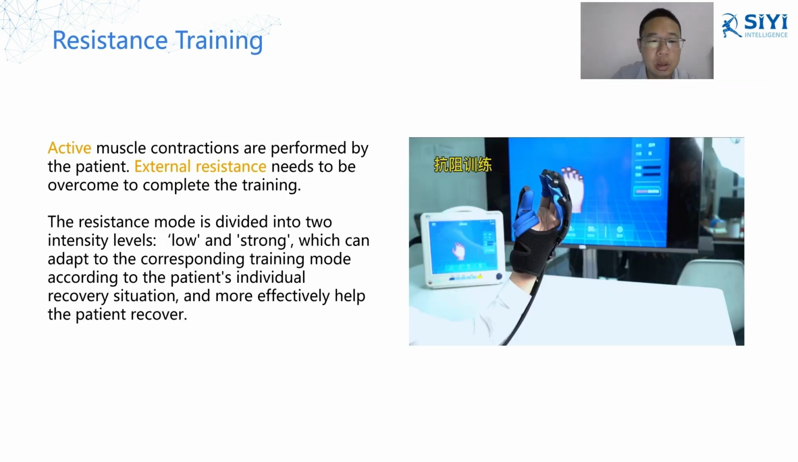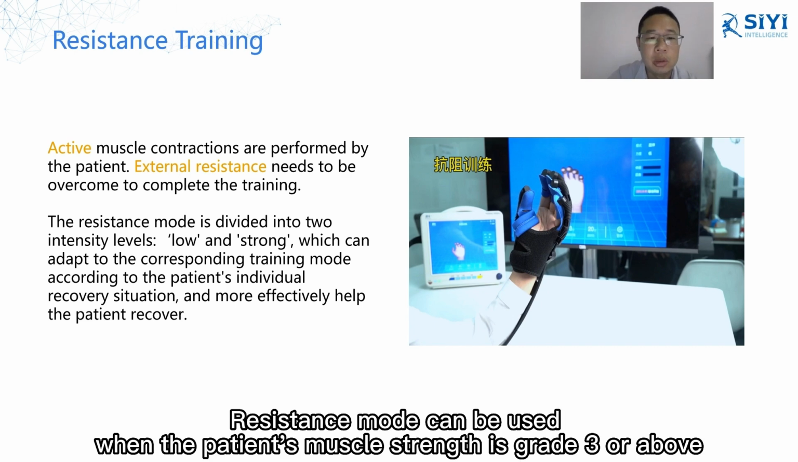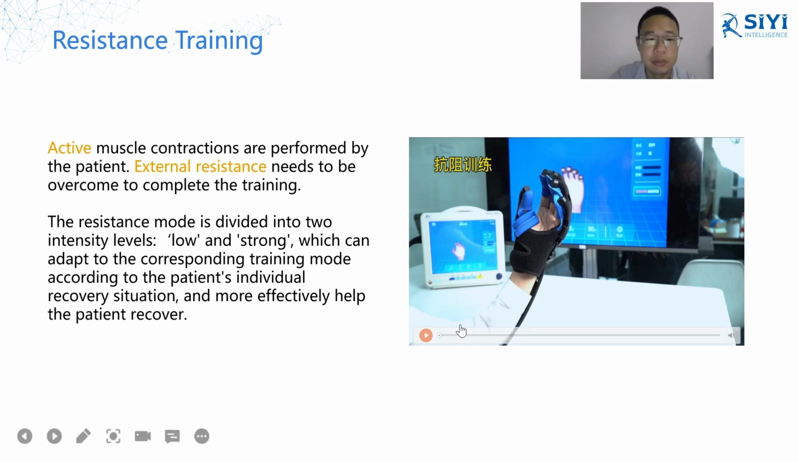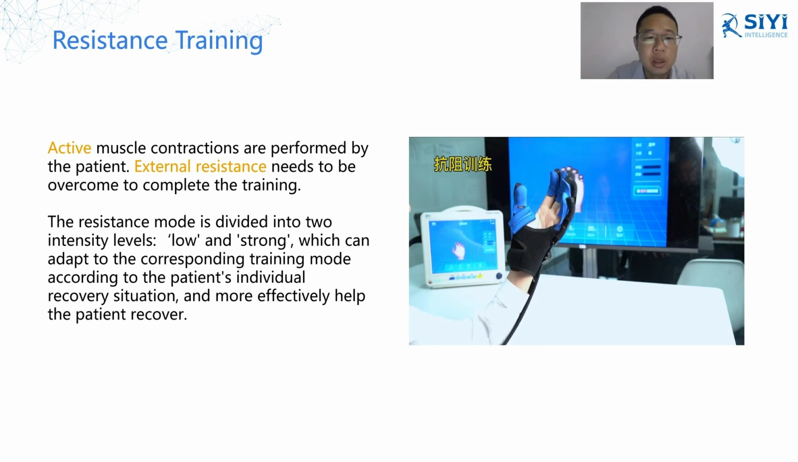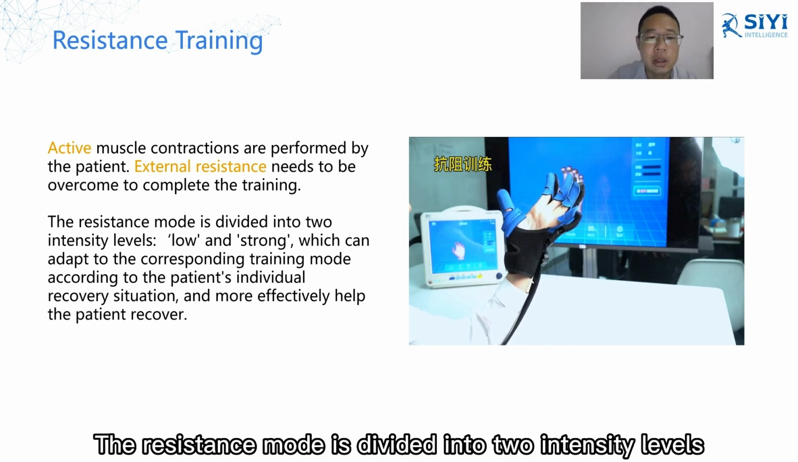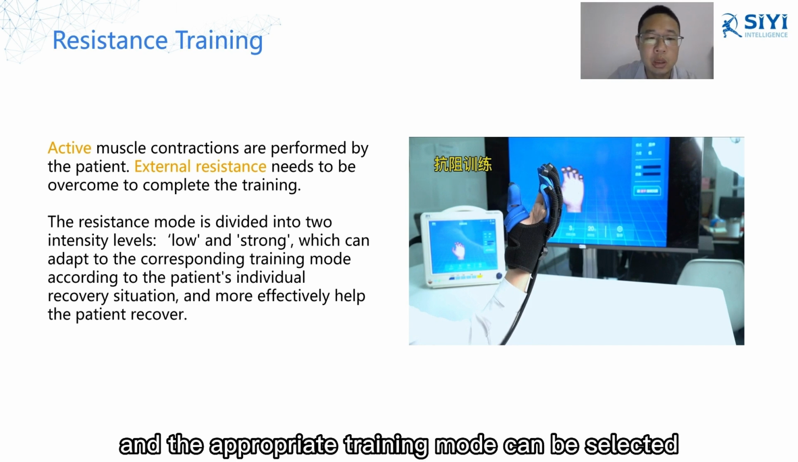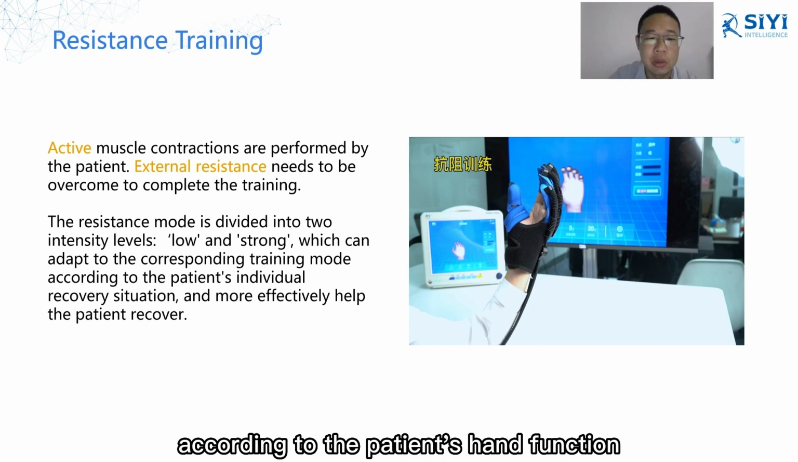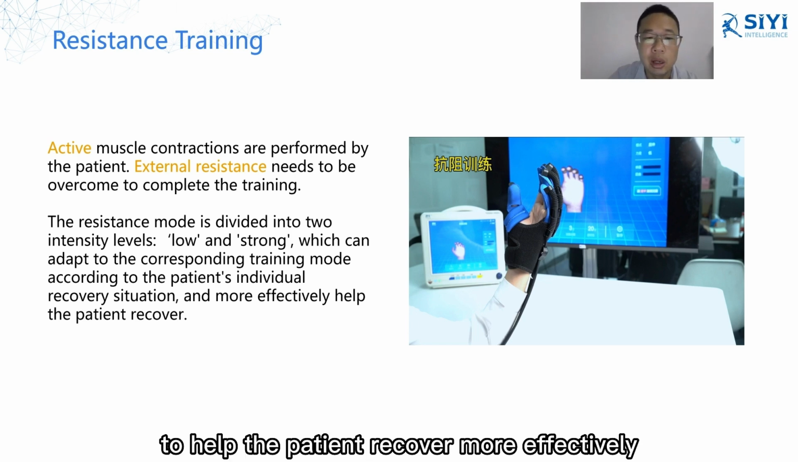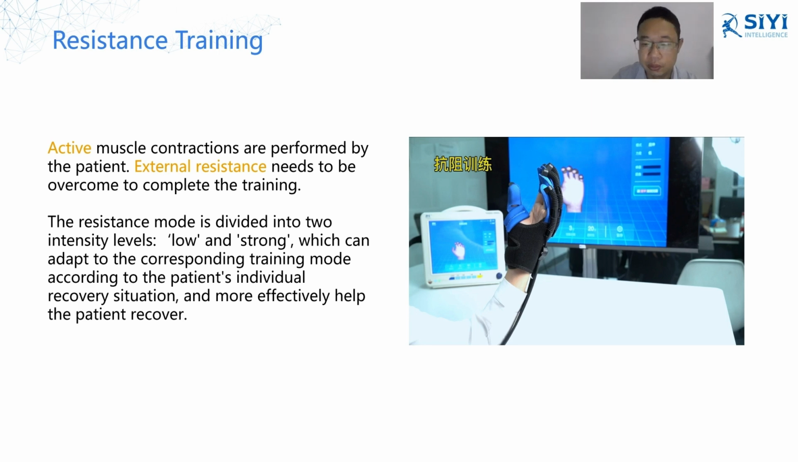Resistance training. Resistance training mode can be used when the patient's muscle strength is grade 3 or above. The resistance mode is divided into two intensity levels, low and strong, and the appropriate training mode can be selected according to the patient's hand function to help the patient recover more effectively.